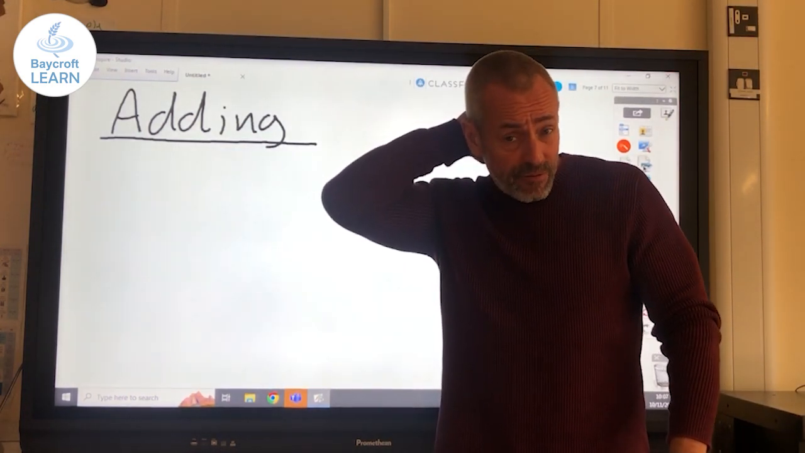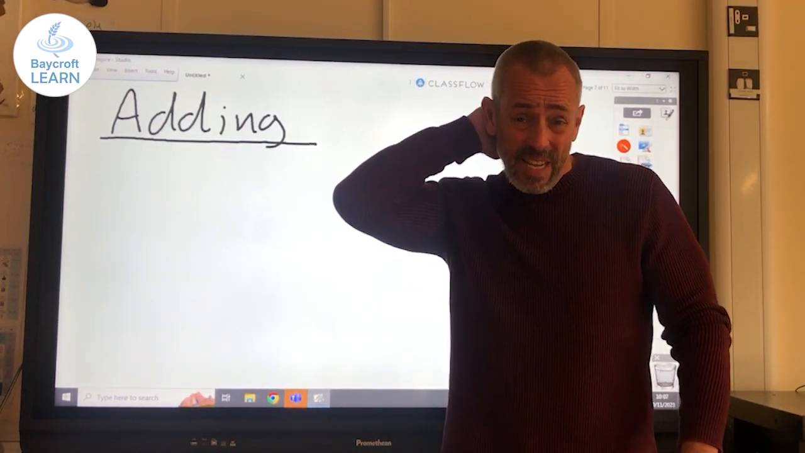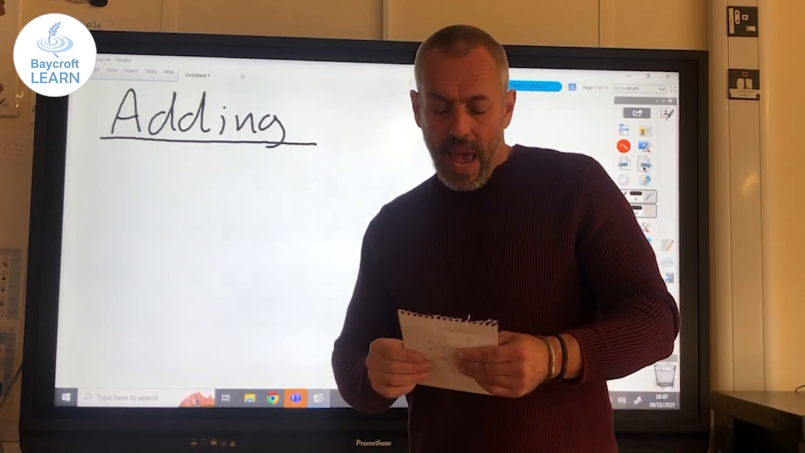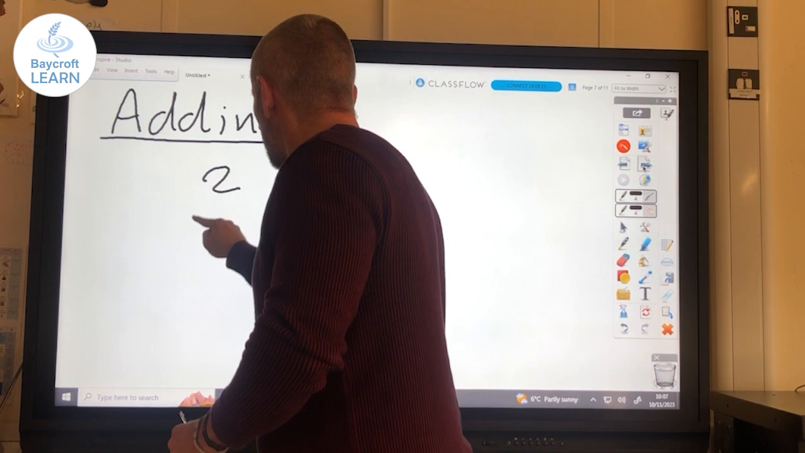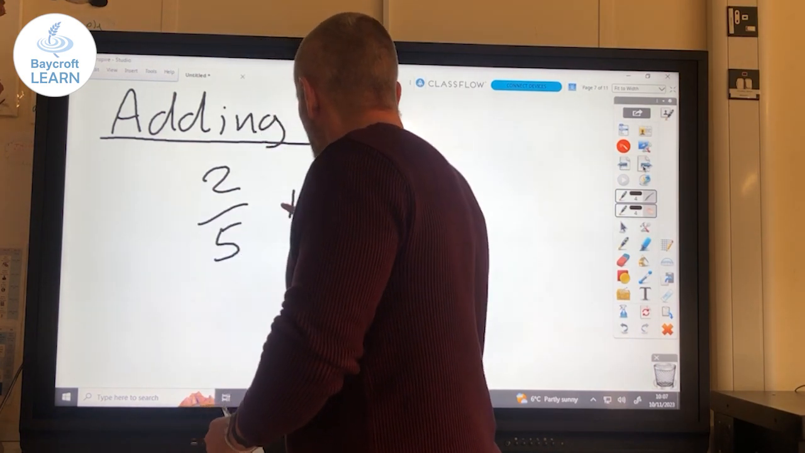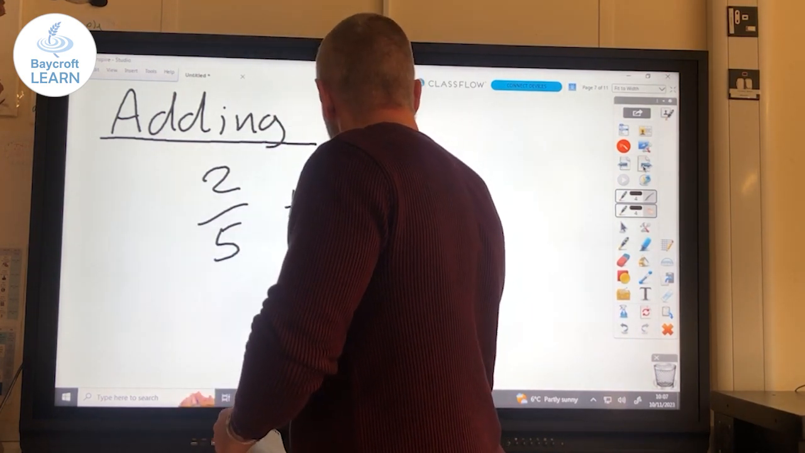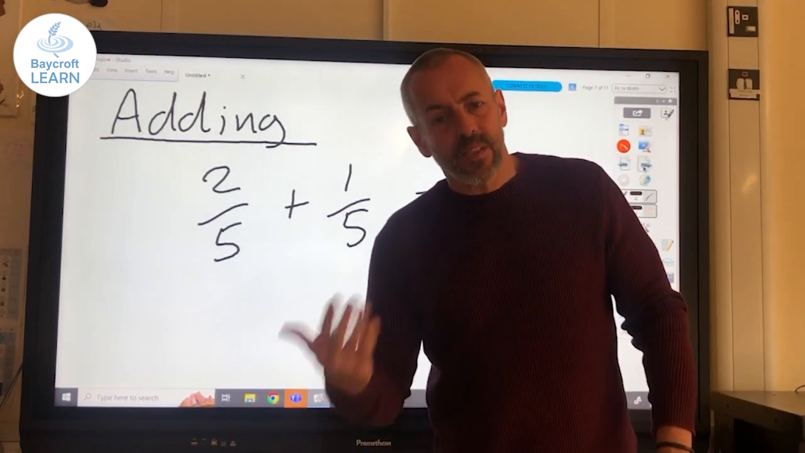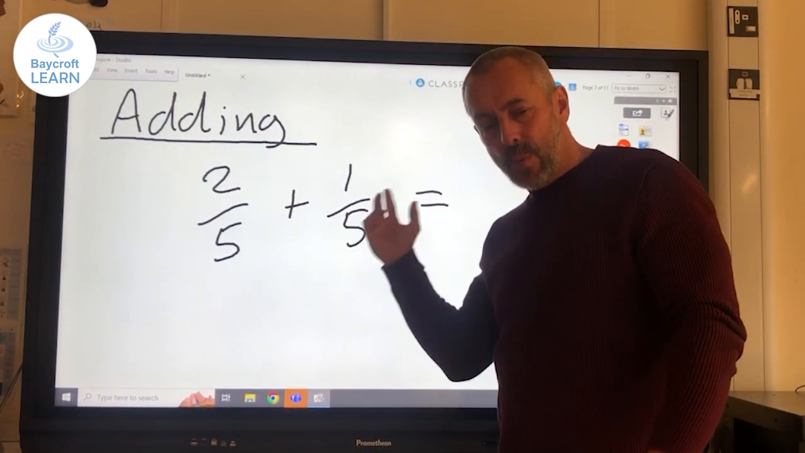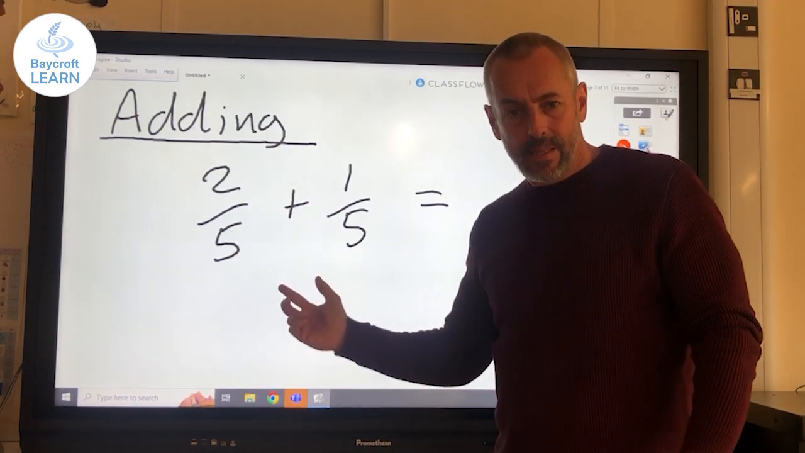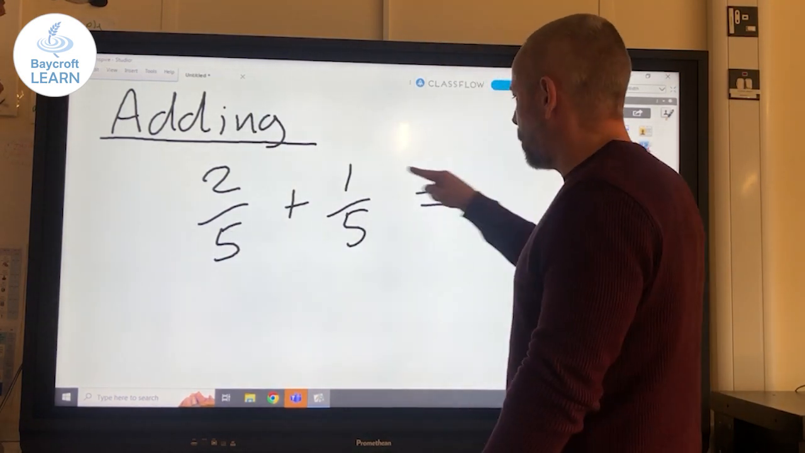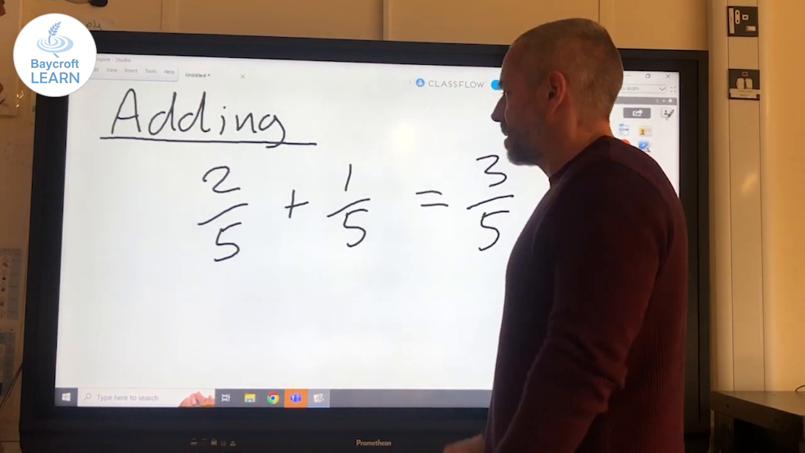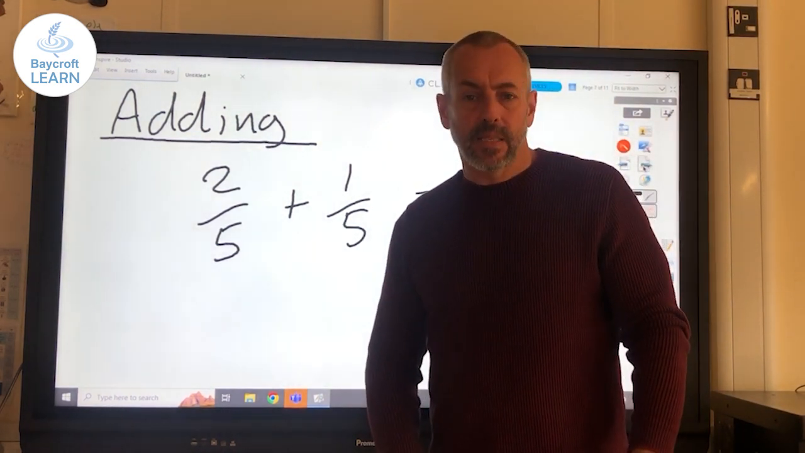Right, adding. The first part of adding fractions is really, really easy, but again, there's an important thing that we have to remember. So, let me have a look for my adding examples. 2/5 add 1/5 equals. In the case of adding, for the reasons that we've gone through before, we add the numerators, the denominator stays the same. Okay? So 2 plus 1 will give us 3, and the denominator stays exactly as it currently is.